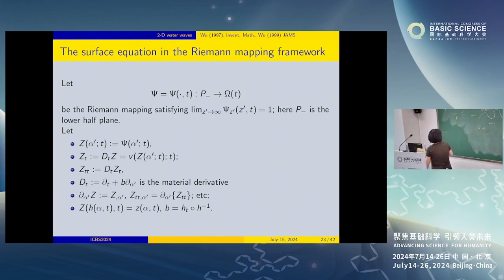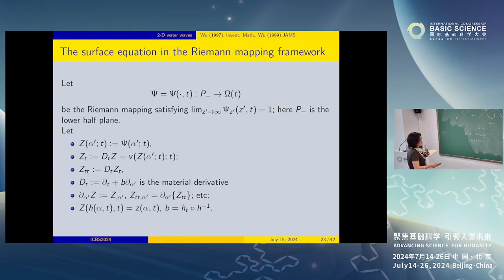Okay. So now you can also write down the interface using the Riemann mapping variable, right? Like this. But between the Riemann mapping variable and the Lagrangian coordinate, there's a change of variable, right? So remember this capital Z(alpha, t), Z(alpha prime, t) should also equal to this in Lagrangian coordinate. So there's a change of variable here. We write it h(alpha, t). Okay, so this is a change of coordinate here. We use little h to indicate this, and these are just notation.